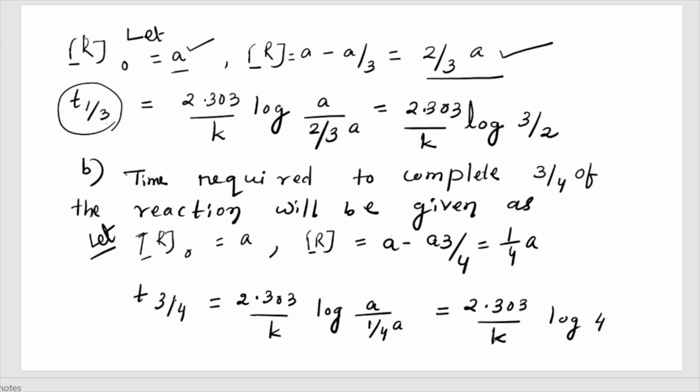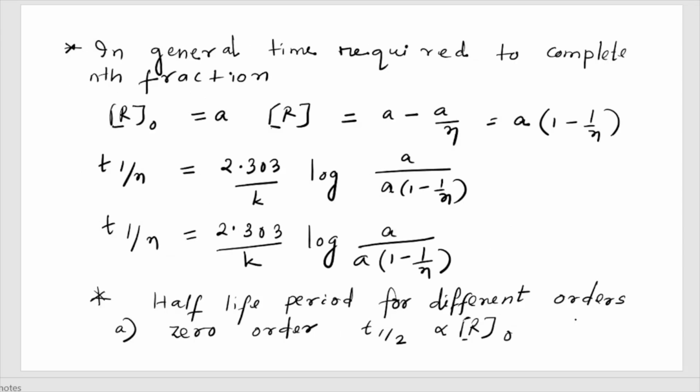So t 3 by 4, you put the value and then come to log 4. That means 2.303 divided by k log 4. Again see, log a by 1 by 4a changes to log 4, and the total value changes to 2.303 by k log 4. So you put the value of log 4, then you get the answer.